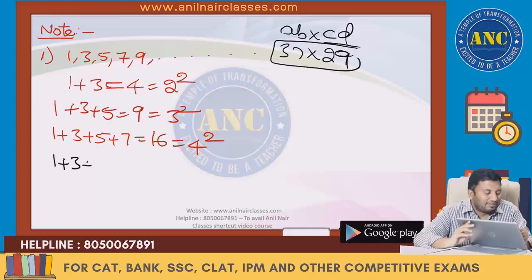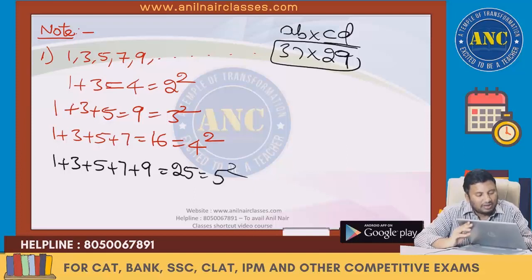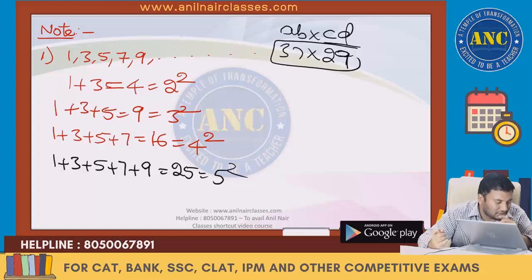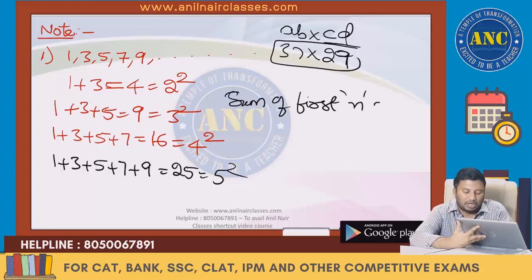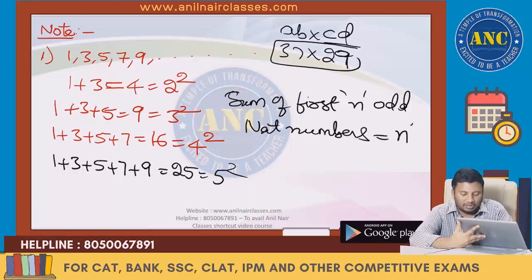The sum of the first 5 odd numbers is nothing but 25, which is 5 square. First 2 odd numbers, 2 square. First 3 odd numbers, 3 square. First 4 odd numbers, 4 square. The sum of the first n odd natural numbers is n square. Please write down this point.